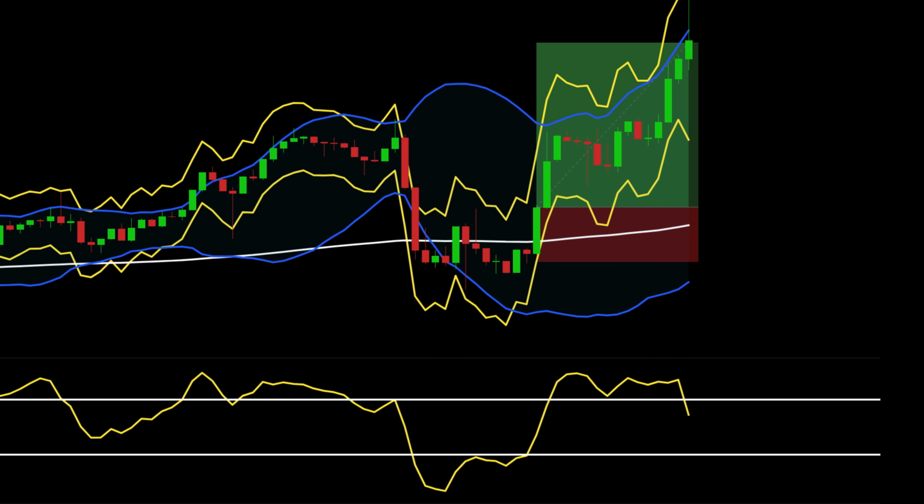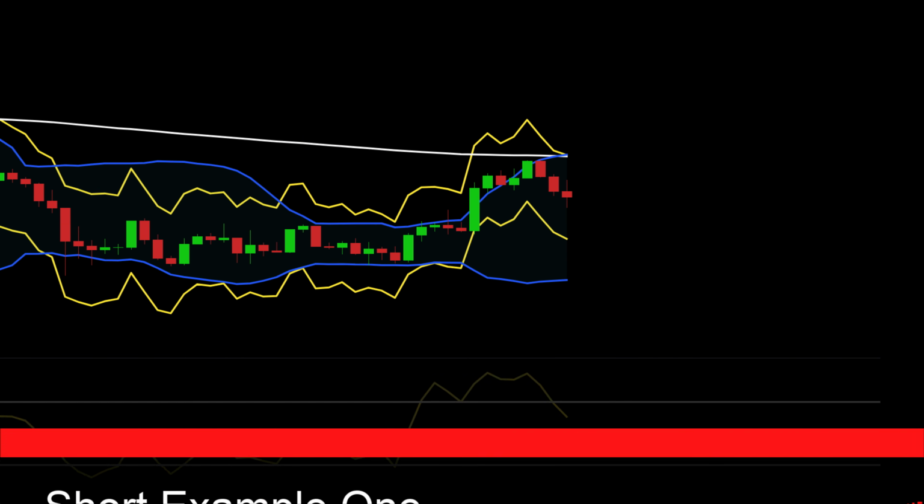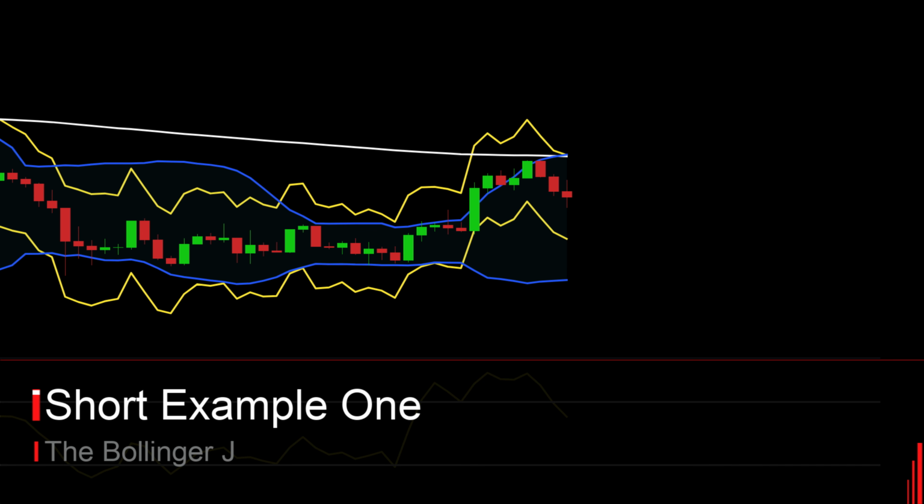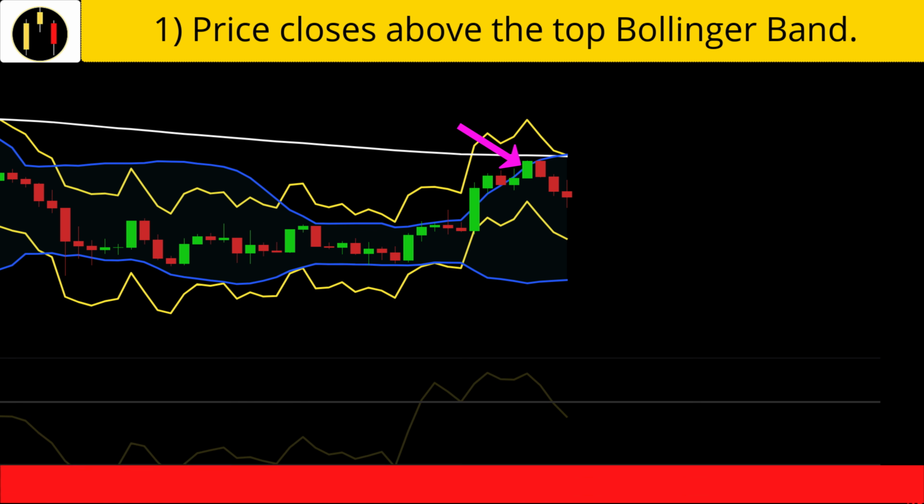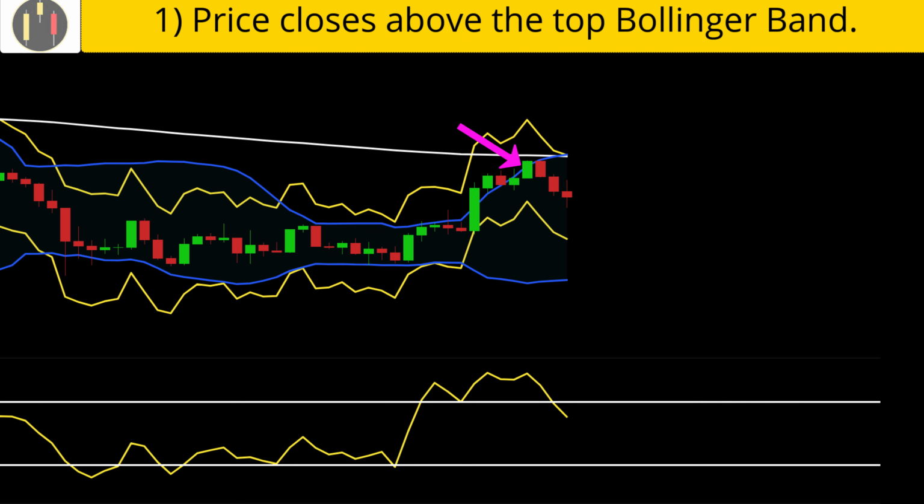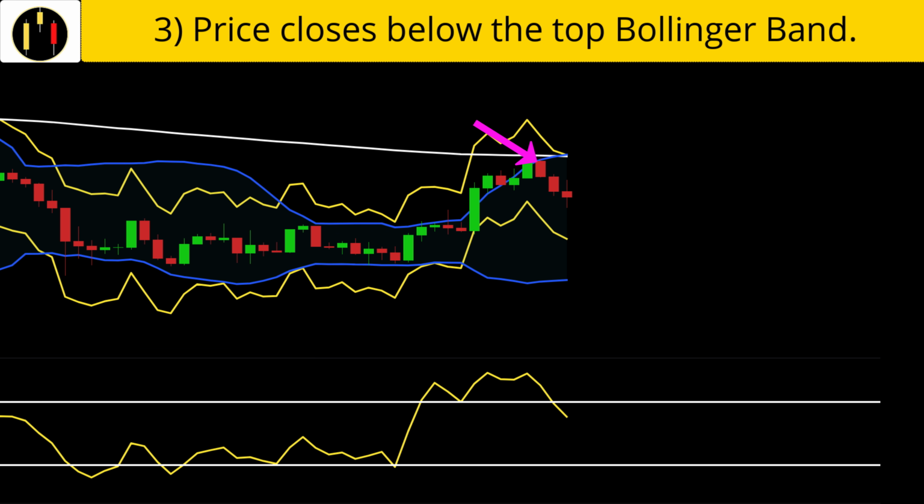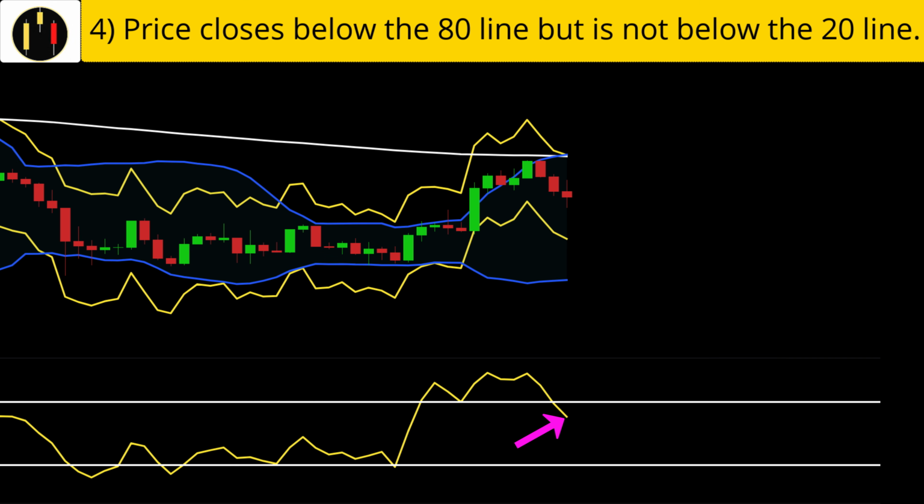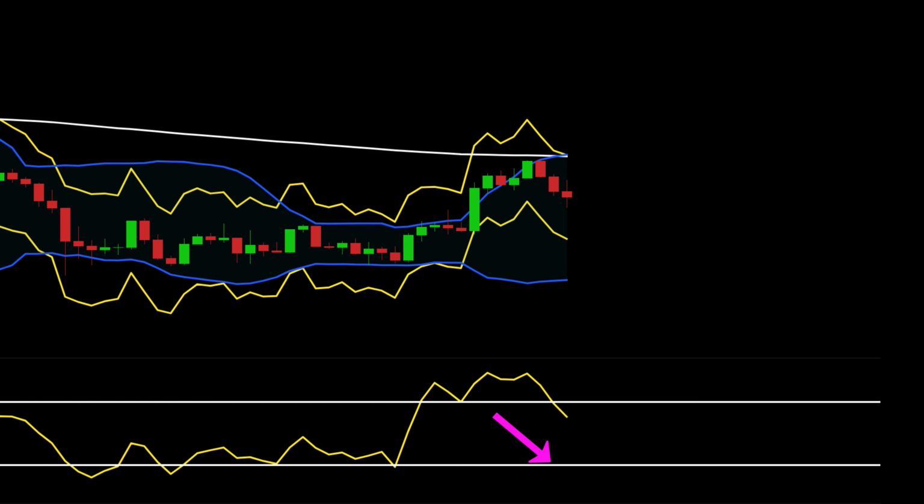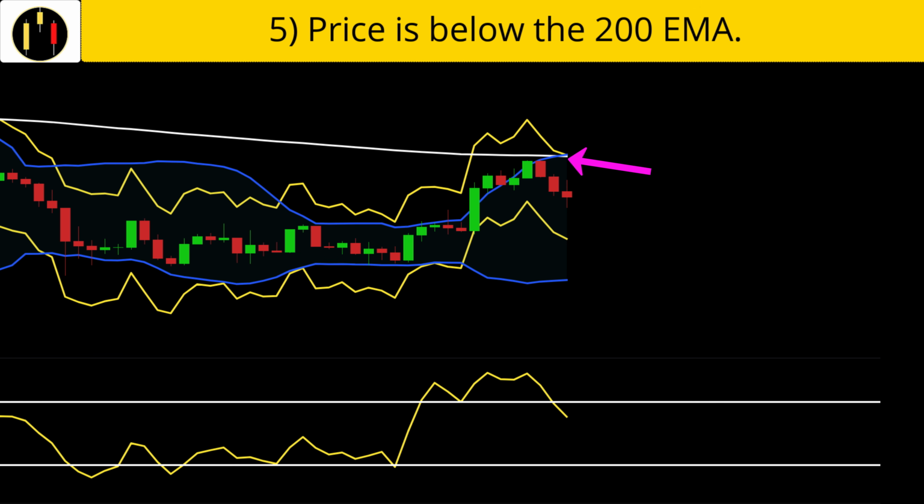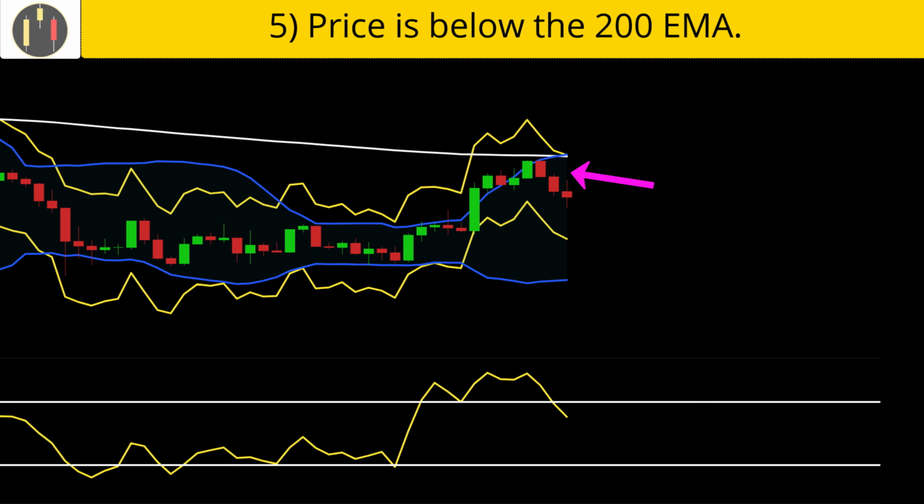Now we flip to shorts. This is what I will test for shorts. First, price must close above the top Bollinger Band in blue. Second, the KDJ must go above the 80 line. Third, price must close back below the top Bollinger Band. Fourth, the KDJ indicator then moves back below the 80 line but does not cross the 20 line at the bottom. Finally, price must be below the 200 EMA in white.